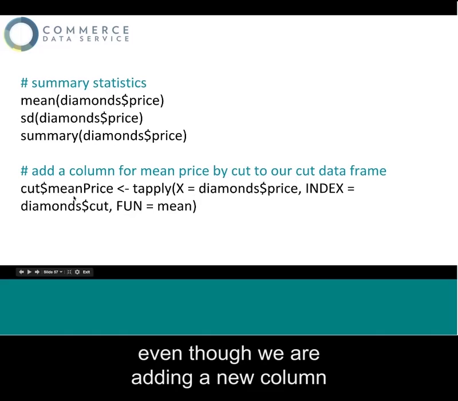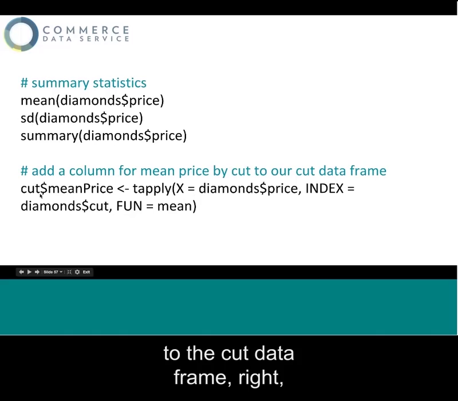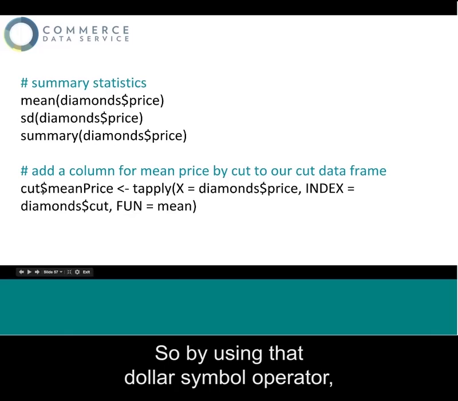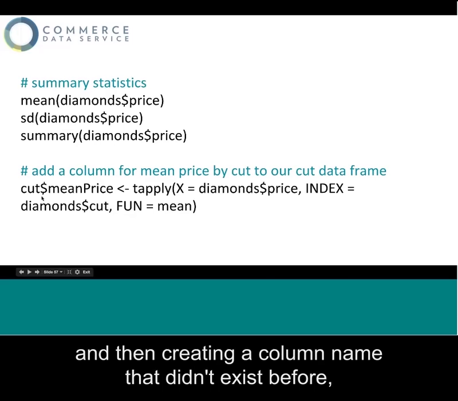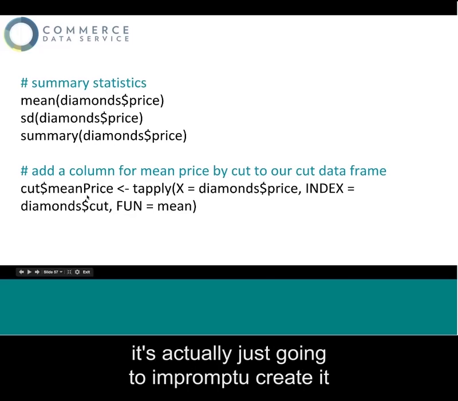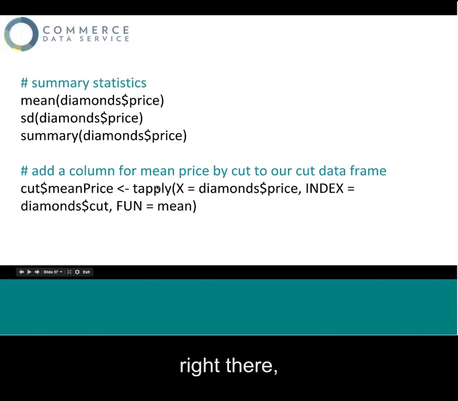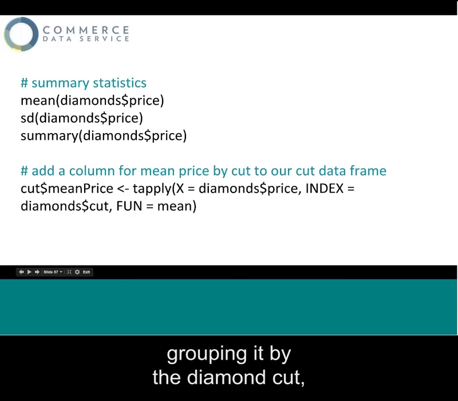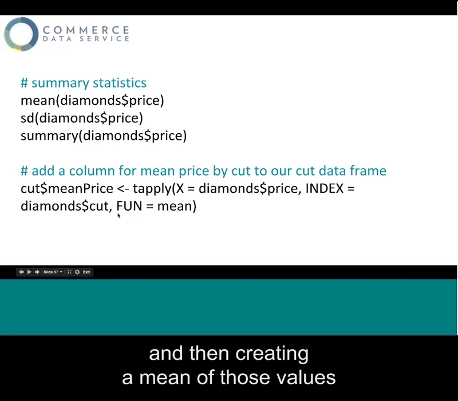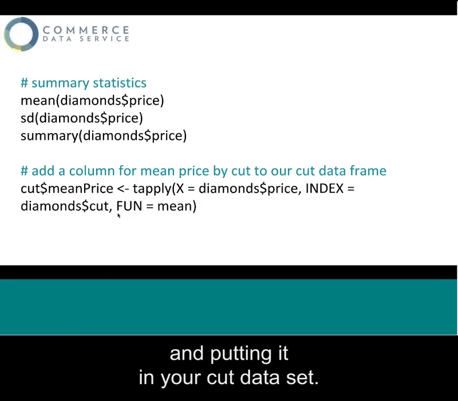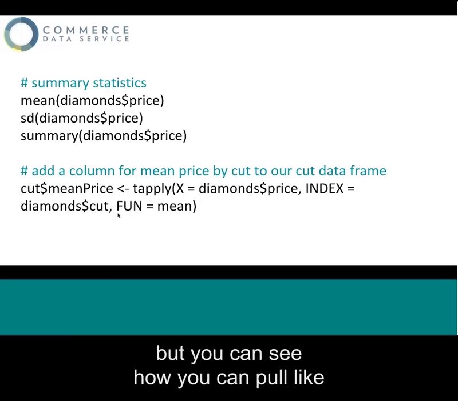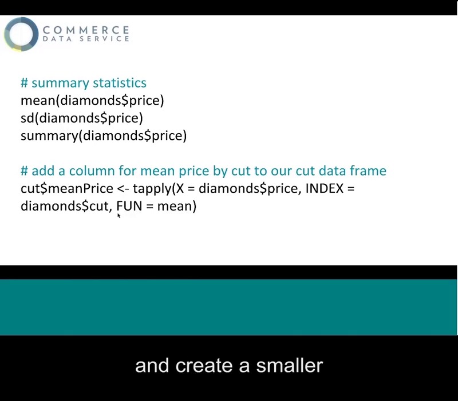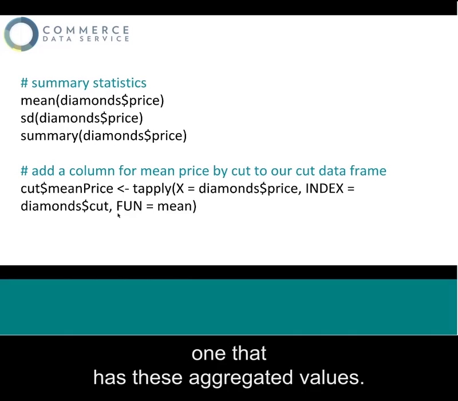As you can see here, we are adding a new column to the cut data frame, because the cut data frame only had 2 columns in it. By using that dollar symbol operator and creating a column name that didn't exist before, it's just going to create it right there. And using tapply, it's pulling all of the diamond price values, grouping them by the diamond cut, creating a mean of those values and putting it in your cut data set. So a couple of different things are going on there. But you can see how you can pull summary statistics from your large data frame and create a smaller one that has these aggregated values.